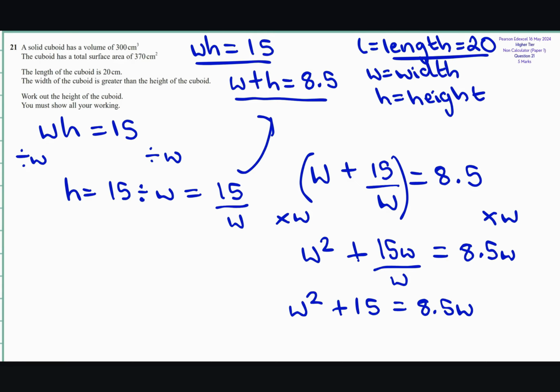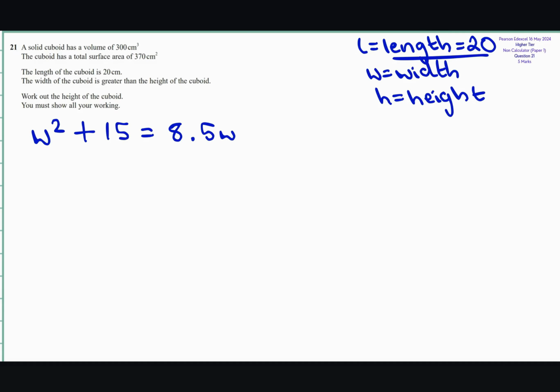Now, you might see here, we have a quadratic equation. And now we are going to solve it. And that will give us our width and our height. So, let's do this. W squared plus 15 equals 8.5W. Now, whenever you're solving a quadratic equation, you always have to make sure you have a zero, preferably on your right-hand side. So let's subtract 8.5W from both sides. So minus 8.5W and minus 8.5W. So that gives us W squared minus 8.5W plus 15 is equal to 0.